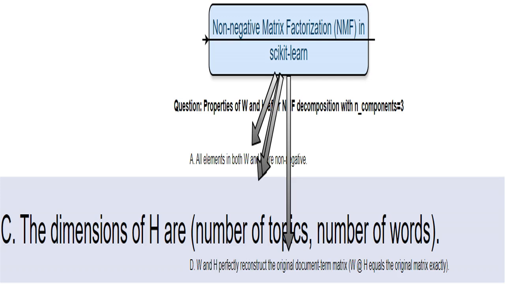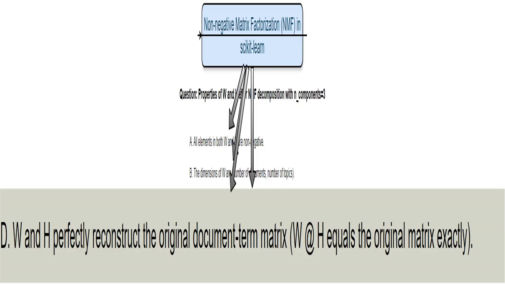Matrix H shows how important each word is to each topic. The number of rows is the number of topics, and the number of columns is the number of words in my vocabulary. For example, if I found 3 topics and have a 1,000-word vocabulary, H will be 3 rows by 1,000 columns. This statement is false.